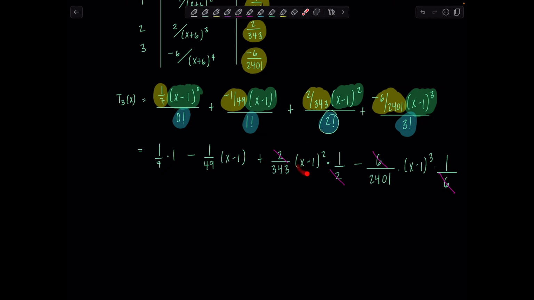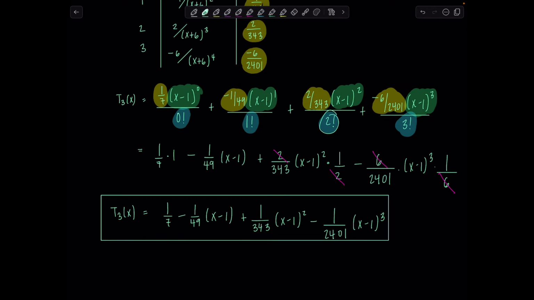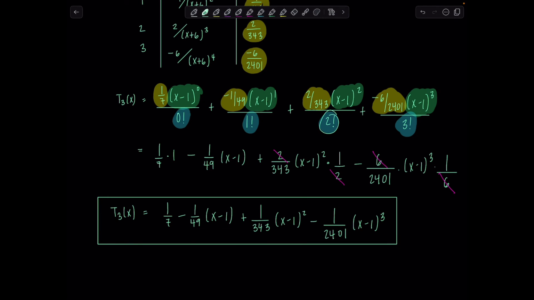Okay. So then I would say the most simplified version, I really wouldn't sit there and distribute. You want to see the x minus a part altogether most of the time. Check with your professor though, okay? 1/7 minus 1 over 49 x minus 1 plus, now it's just 1 over 343 x minus 1 squared minus 1 over 2401 x minus 1 cubed. And I would say leave it like that, okay? But like I said, always check with your instructor how they want the final answer. And do what they say.